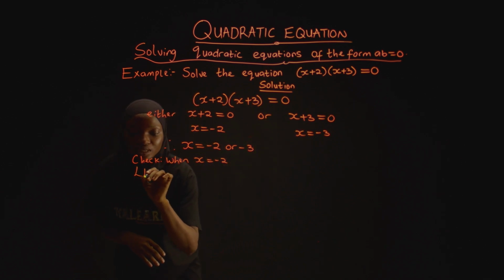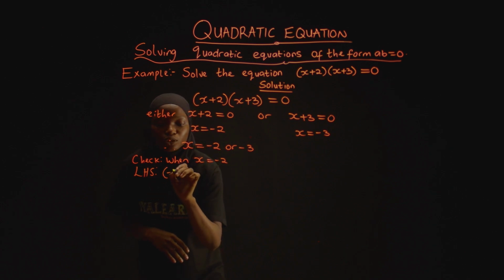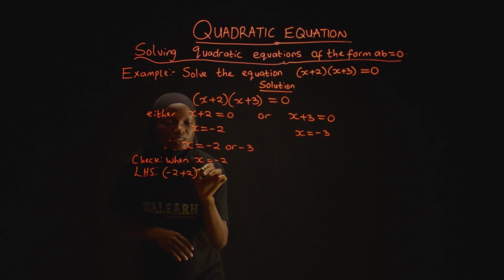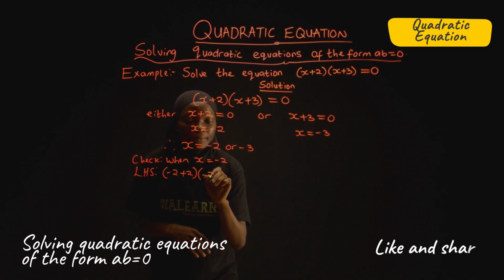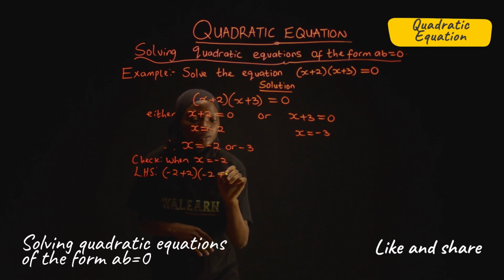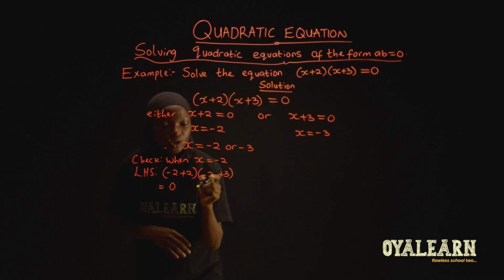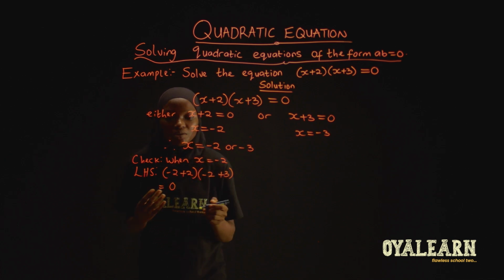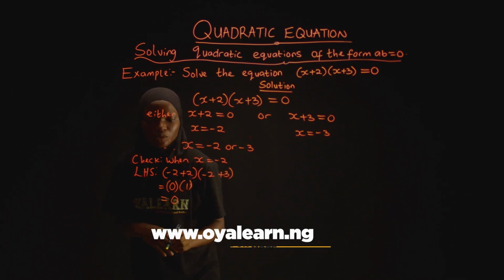So from the left hand side, we'll be having (-2 + 2) times (-2 + 3). So here we'll be having -2 + 2, that's 0. Then here -2 + 3, we'll be having 1. So we have 0, then 1, which means 0 times 1, which gives us 0.